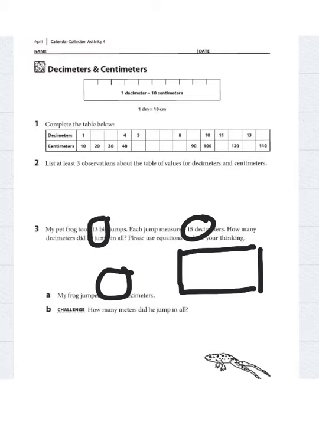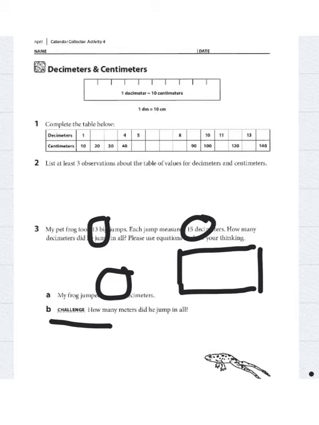That's 3 different things. And then down here, if you're up for a challenge, it says how many meters did he jump in all? And if you're up for it, I would love to have you answer that question. Remember that there are 10 decimeters in a meter. That should help you answer part B. And we're going to go back to that really quickly.